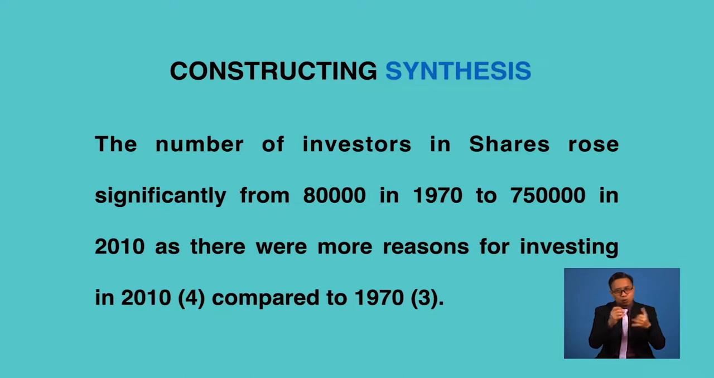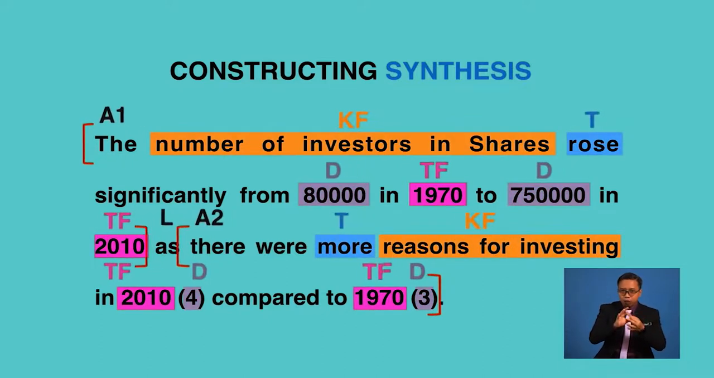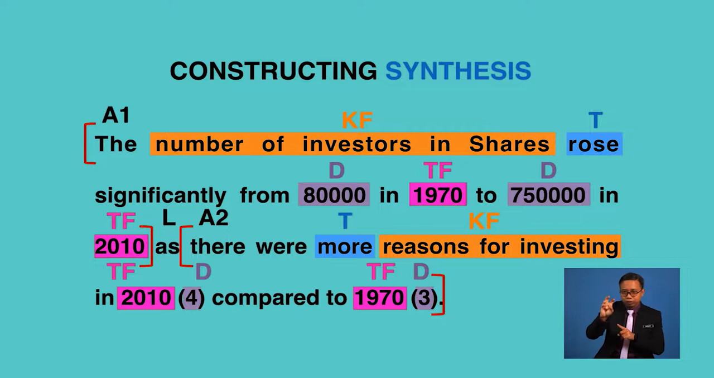Okay, let's try writing your first synthesis. The number of investors in shares rose significantly from 80,000 in 1970 to 750,000 in 2010, as there were more reasons for investing in 2010 in bracket 4 compared to 1970 in bracket 3. Let's study this sentence one by one. From the phrase "the number of investors" right until 750,000 in 2010, this is an analysis whereby this information is obtained from Figure 1.